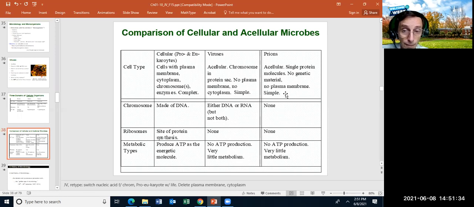Prions have no ATP production and very, very little metabolism.